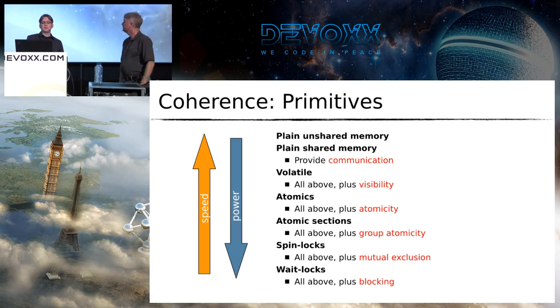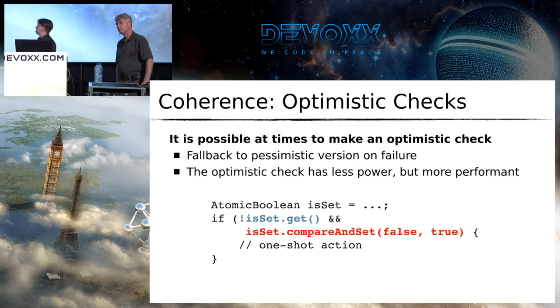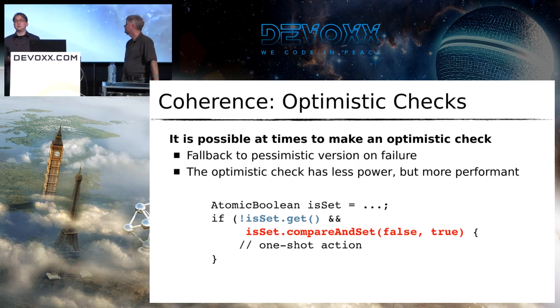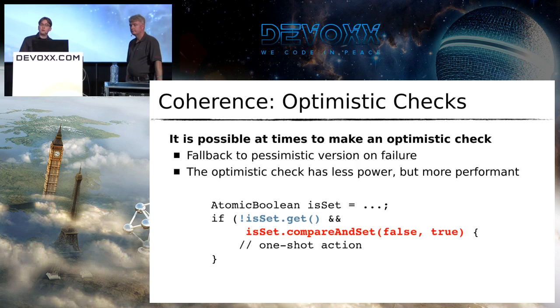Right. All right. So other useful synchronization and coherence techniques are optimistic checks. Many primitives actually provide you with a way to optimistically check for some condition, in order not to fall back to the pessimistic one, which presumably costs you more. So this is an example of a section which is a one-shot fire action guarded by an atomic Boolean.